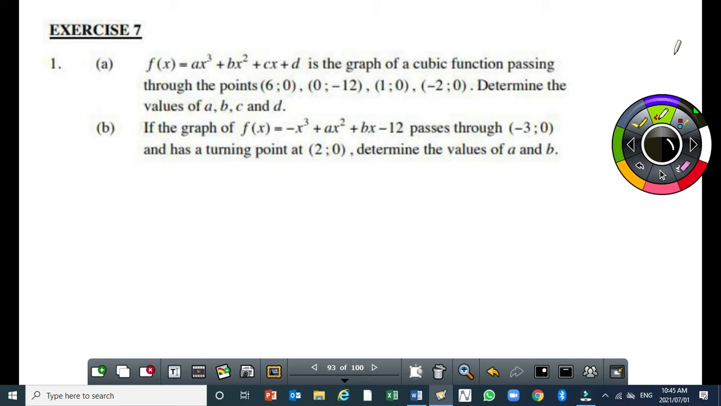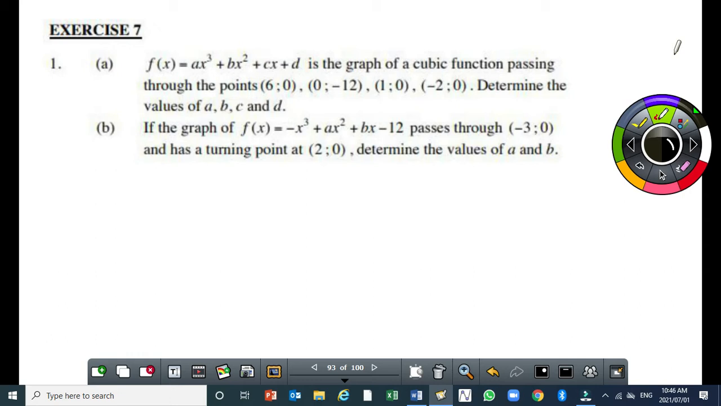This point here, where x is 6, y is 0, is an x-intercept. Okay? Remember, if y is 0, we are dealing with an x-intercept. If y is 0, we are dealing with a what? An x-intercept. If x is 0, we are dealing with a y-intercept. Okay? So here, it's y that's 0, so we are dealing with an x-intercept. So x is 6, y is 0, that's an x-intercept. X is 0, y is minus 12, that's a y-intercept.